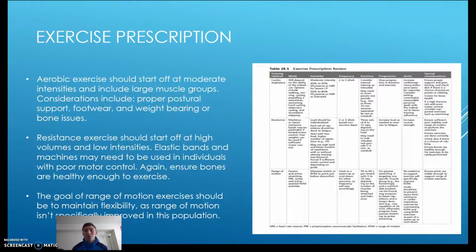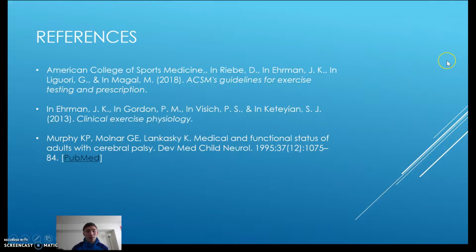So again, cardiorespiratory, we're going to work from 2 to 5 days a week, pretty standard. Resistance, 2 to 3 days per week. Again, very standard with all populations. And then range of motion, the normal 30 to 60 seconds per joint, and doing that as many times as possible per week. Minimally, I would say about 3 to 7 days per week. And then I have some references for you guys that I will go back to in a little bit.